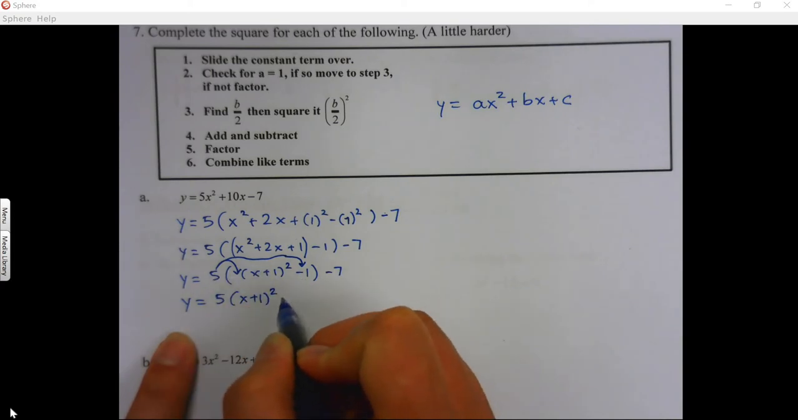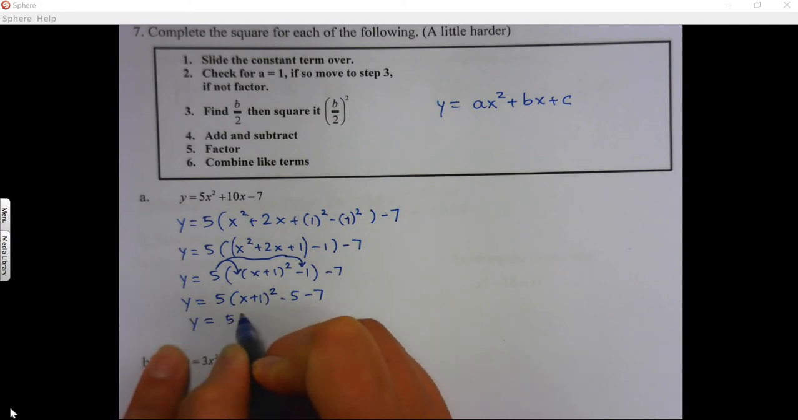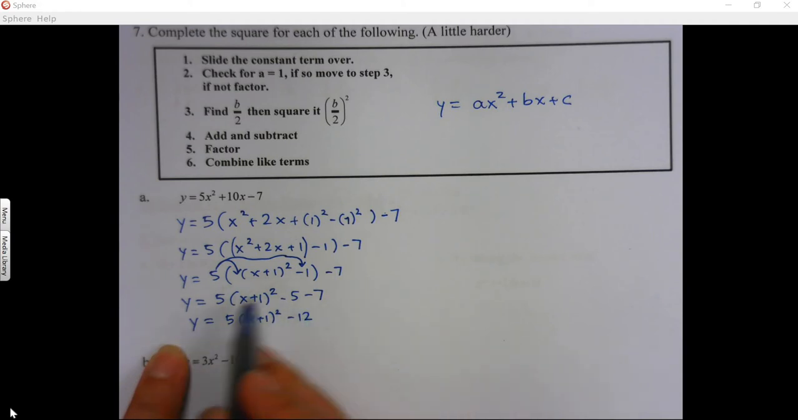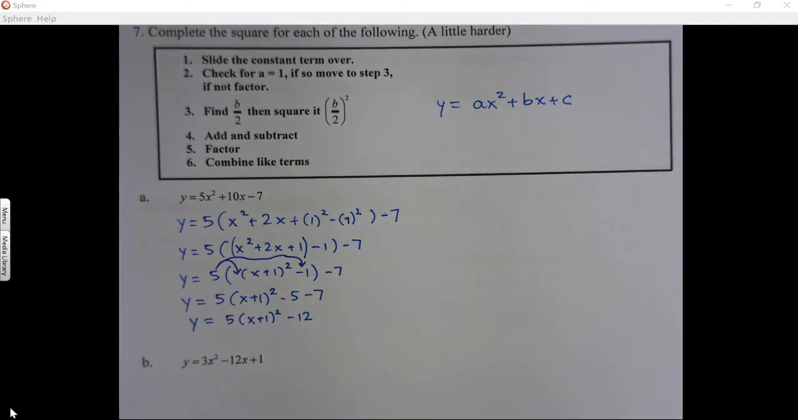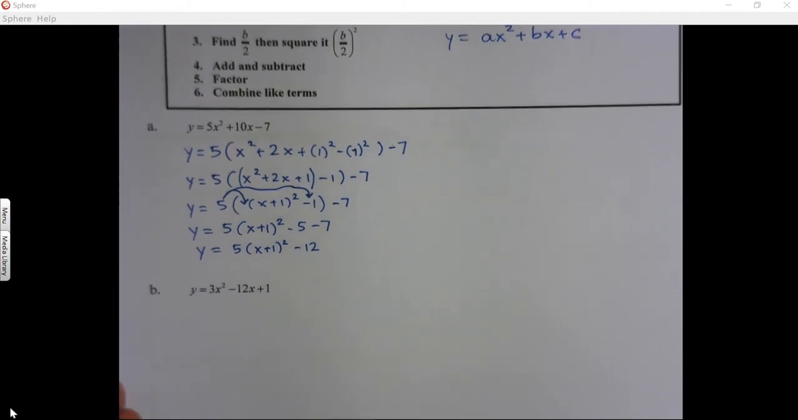So I have 5 times negative 1, which gives me a negative 5 and a minus 7. I have 5 times x plus 1 squared and a minus 12. There is my vertex form of 5x squared plus 10x minus 7. So I've completed the square and done some extra little work there.